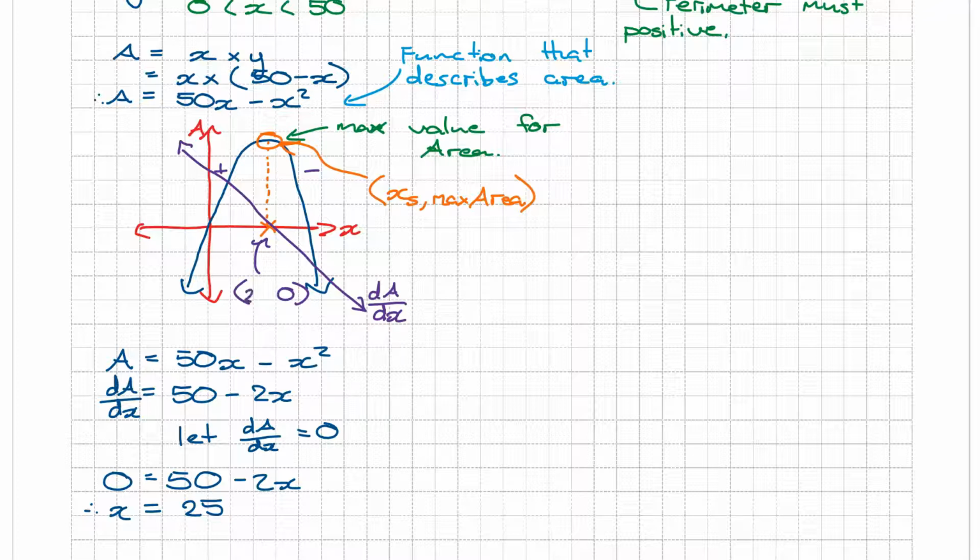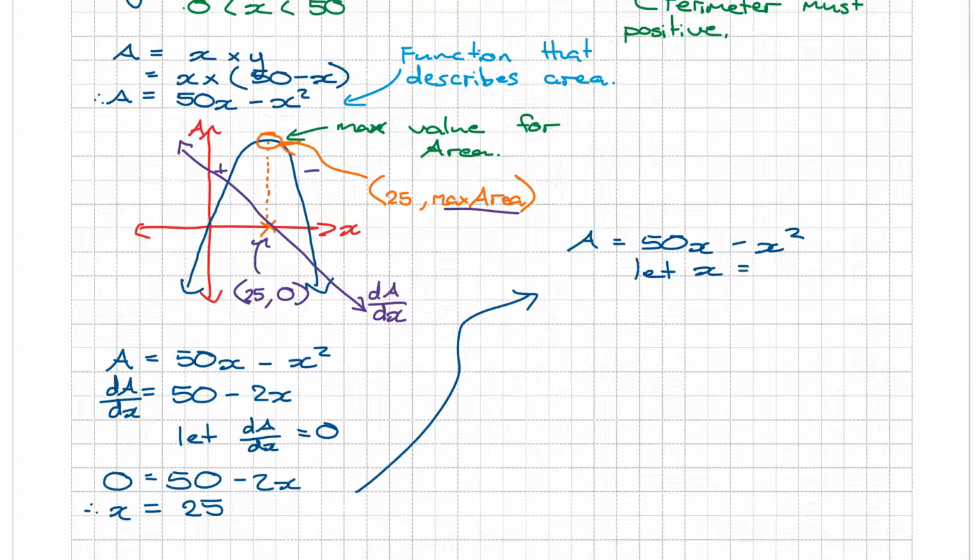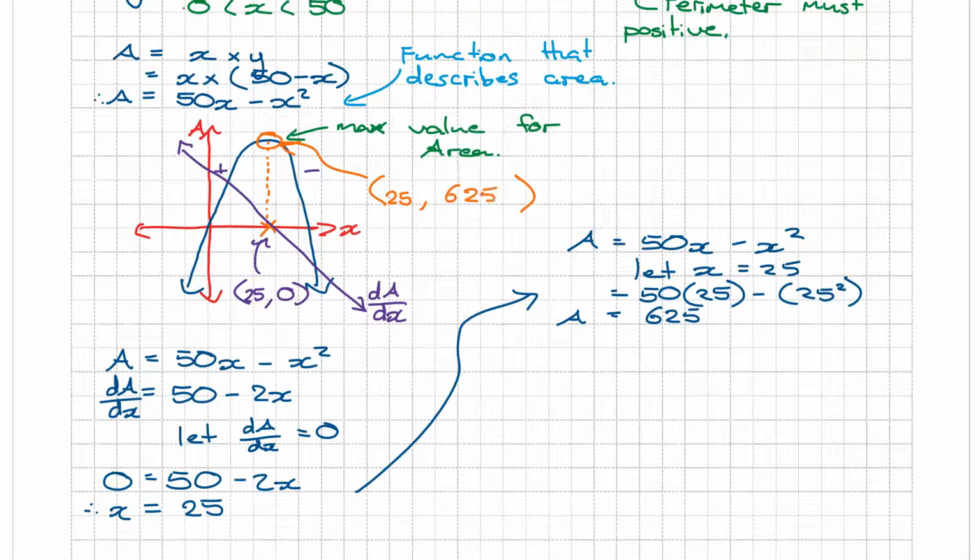Now if the stationary point is at 25, then what we're going to look for is this guy over here. So to find that point there, we simply sub back in area equals 50x minus x squared, let x equal 25, and this just happens to be 625 if I do that quickly in my head. So the stationary point, the value of y is 625.